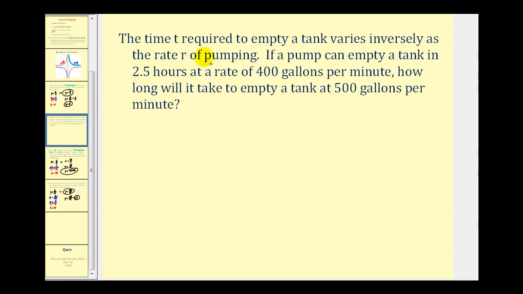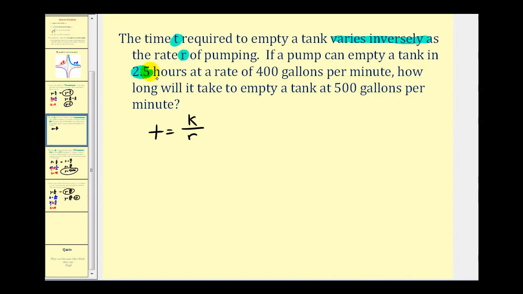In this example, the time t required to empty a tank varies inversely as the rate r of pumping. So from that first sentence, we know that t varies inversely as r. That means our equation is going to be t equals some constant k divided by our rate r. The next sentence states that if a pump can empty a tank in 2.5 hours at a rate of 400 gallons per minute, how long will it take to empty a tank at 500 gallons per minute?